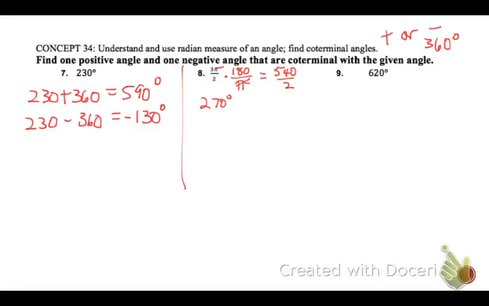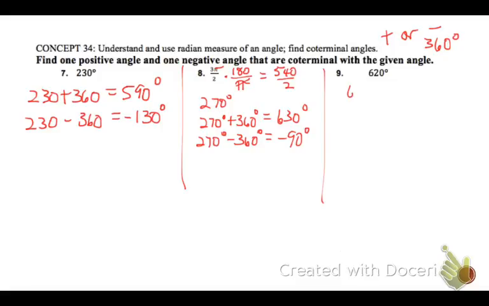So to find a positive coterminal, we can add 360 degrees. So that's a full rotation past 270, which will give us an angle of 630 degrees. To find a negative coterminal angle, we can subtract 360 degrees. That would give us negative 90. So that angle would be rotating in the opposite direction, but beginning and ending in the same place as 270 degrees. And then number 9, we have 620 degrees.